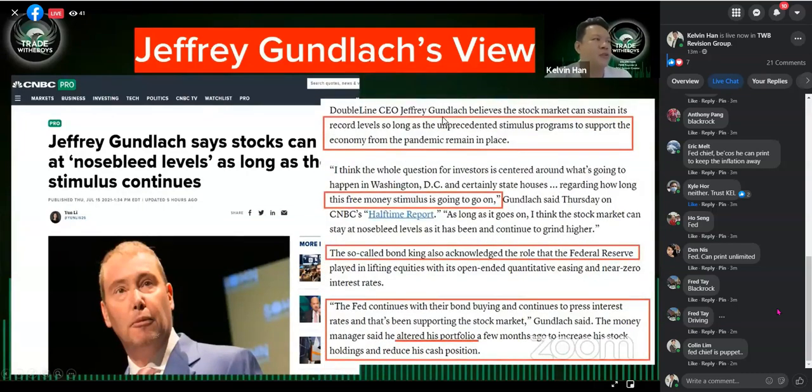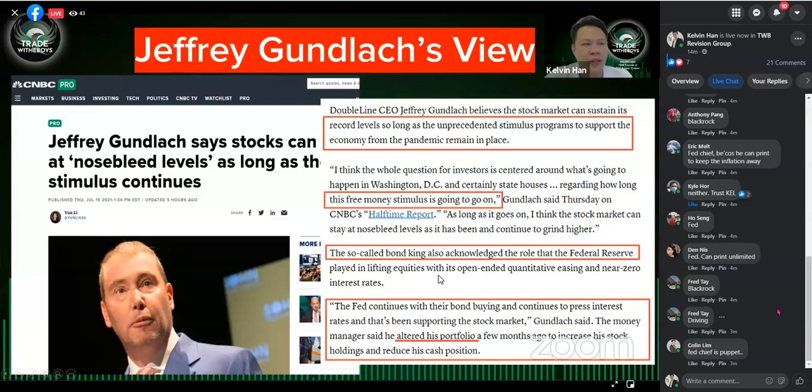Okay, DoubleLine CEO Jeffrey Gundlach is known to be the bond market king. I do know about that. He says that the market will still continue to go to record levels as long as the unprecedented stimulus program continues to support the economy from the pandemic. So as long as this free monetary policy continues, it's going to be higher and higher. The so-called bond king also acknowledged the Federal Reserve's role in lifting equities with open-ended quantitative easing and near zero interest rates.